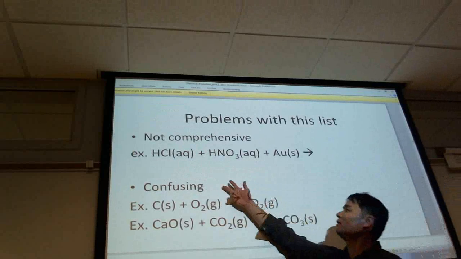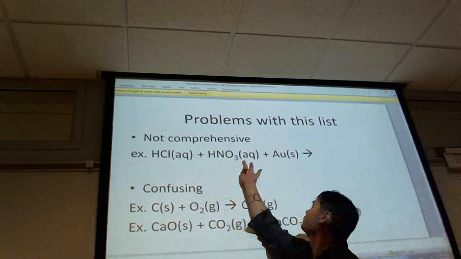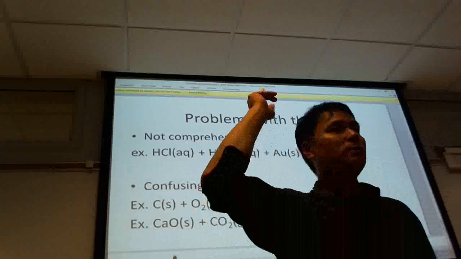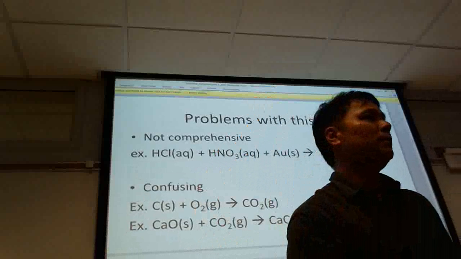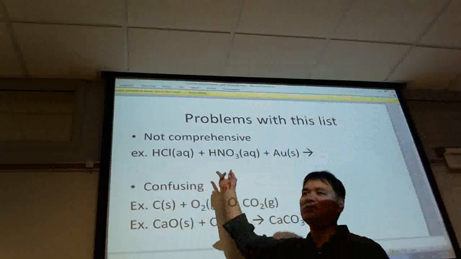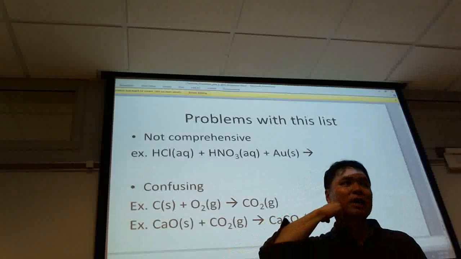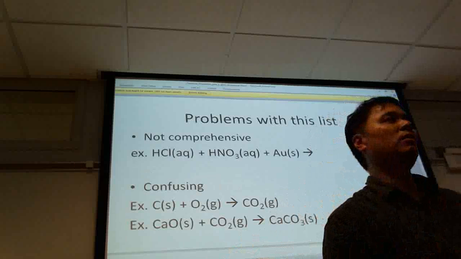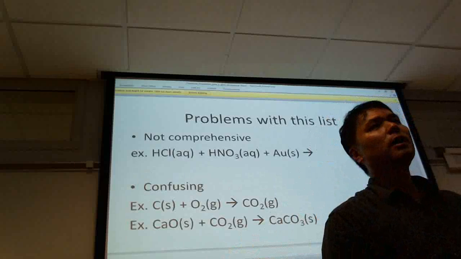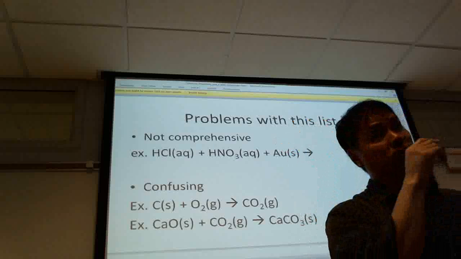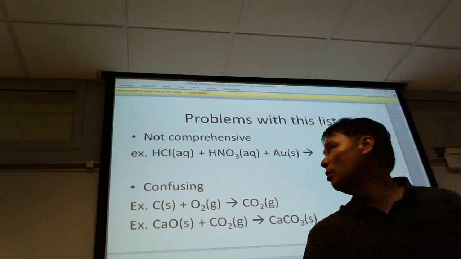So, what if we're given something like this: HCl plus HNO3 plus gold? This is a very famous reaction. Do you know what this reaction is? Or do you know what this mixture of HCl and HNO3 is called? This is a very famous reaction because it will dissolve gold. And so this HCl and HNO3 mixture is called aqua regia, or royal water.